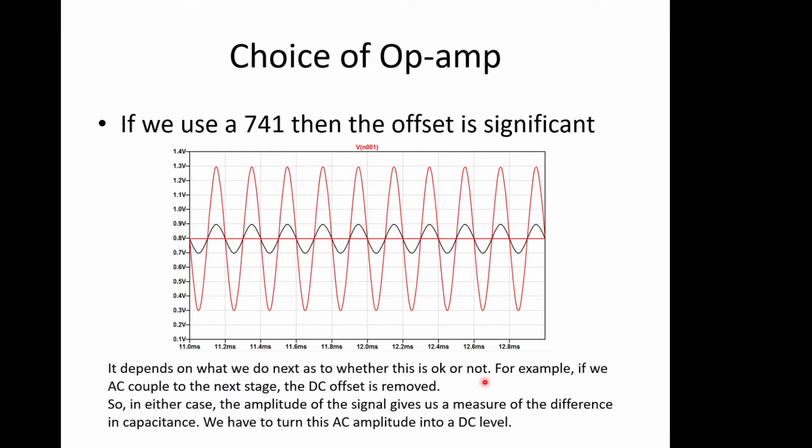So if we AC coupled this to the next stage, this would remove the DC offset, and we would be okay still, as long as we've got enough headroom in the power supply. But so in either case, whichever op amp you chose, the amplitude of the signal gives us a measure of the difference in capacitance. But we still have to turn this AC amplitude into a DC level. But we're mindful now that maybe there are some offsets that we need to be concerned about.